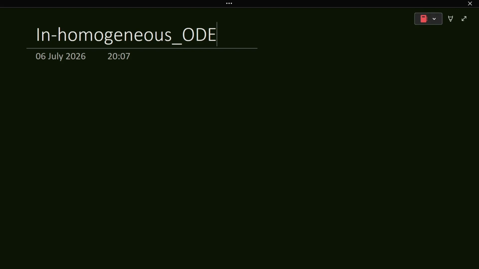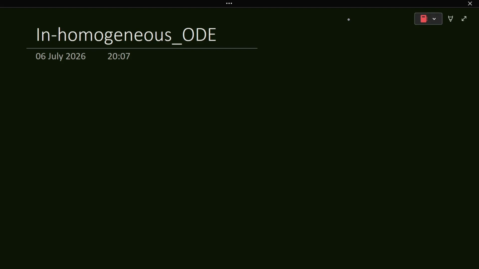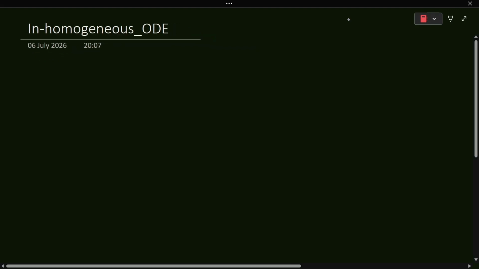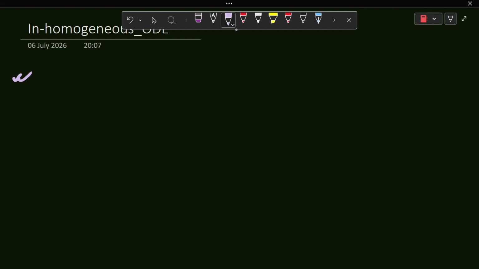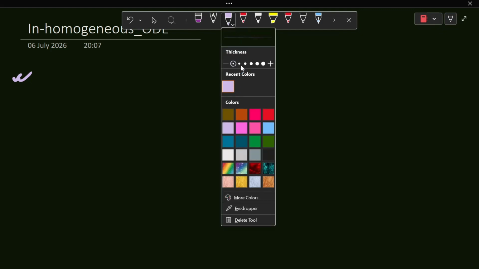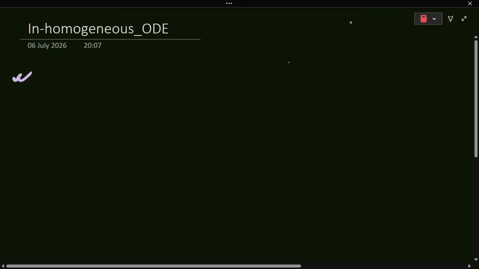Okay, so let's proceed without much talking. First, for your convenience, I'm going to write the general form. Let's make it a little thinner. The general form of the differential equation, the Euler form, Euler's homogeneous differential equation. Let's write it down. So what is this?